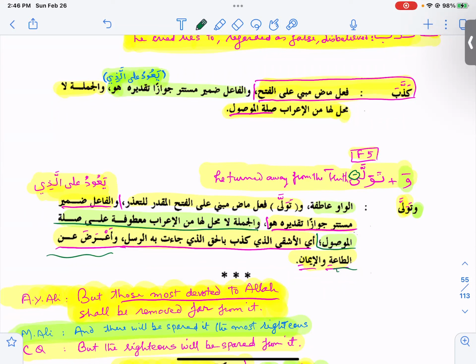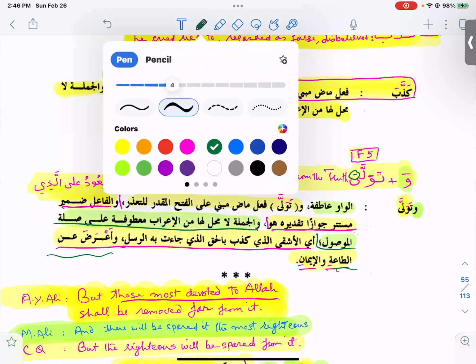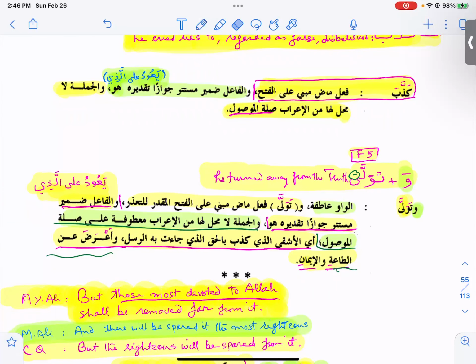Did you get the idea? I hope it is not difficult. You will be able to read it. Read it slowly, my brother. Maybe I will do one more thing to make it.